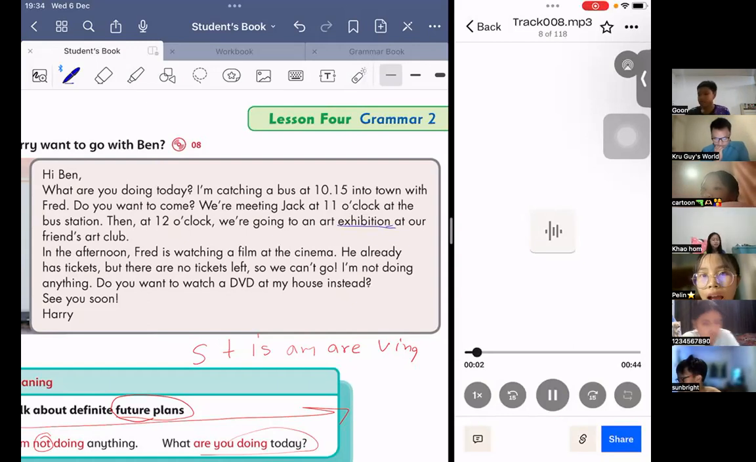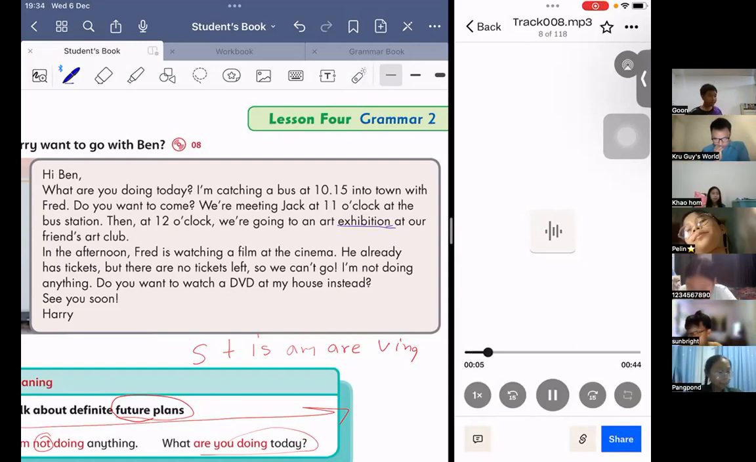Listening 8. Listen and read. Where does Harry want to go with Ben? Hi, Ben. What are you doing today? I'm catching a bus at 10:15 into town with Fred. Do you want to come? We're meeting Jack at 11 o'clock at the bus station. Then at 12 o'clock, we're going to an art exhibition at our friend's art club. In the afternoon, Fred is watching a film at the cinema. He already has tickets, but there are no tickets left, so we can't go. I'm not doing anything. Do you want to watch a DVD at my house instead? See you soon, Harry.